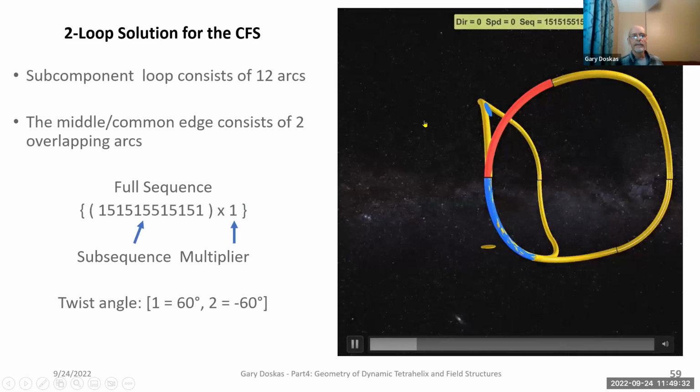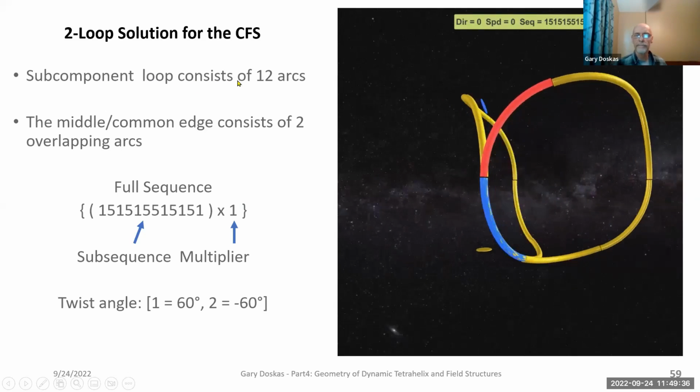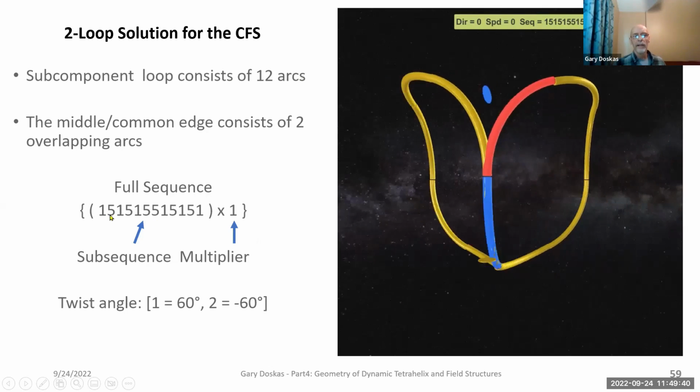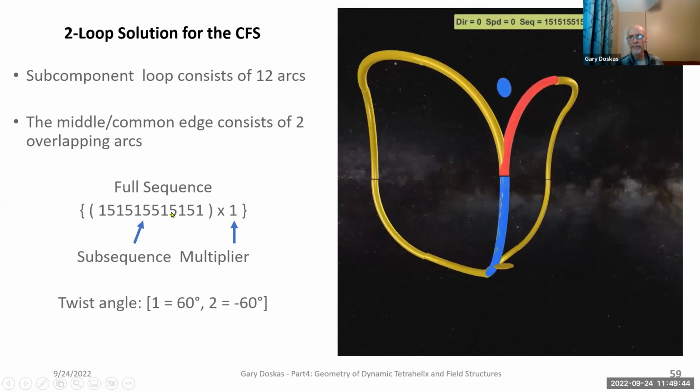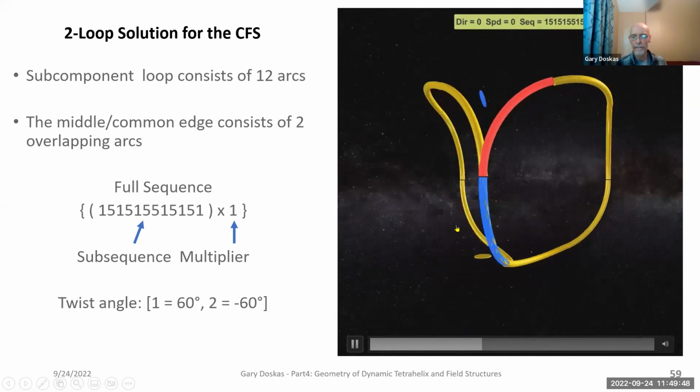So now this is the 2-loop solution. This is the actual subcomponent that I'll be using. It consists of 12 arcs. This is the full subsequence here. And if you follow that 12-bit subsequence, it creates this closed loop circuit that you see here.